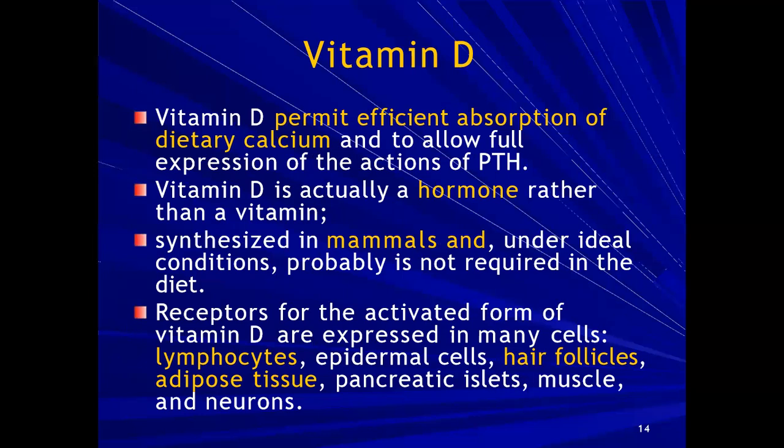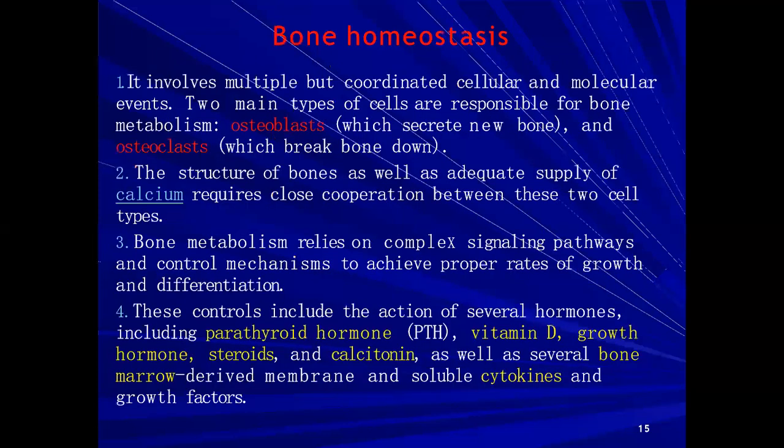It is synthesized in mammals and under ideal conditions probably is not required in the diet. The body synthesizes vitamin D in the skin through ultraviolet rays. The receptors for the activated form of vitamin D are expressed in many cells: lymphocytes, epidermal cells, hair follicles, adipose tissue, pancreatic islets in the pancreas, and also muscles and neurons.